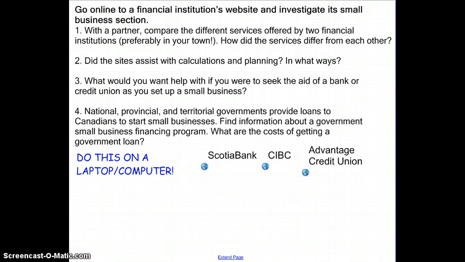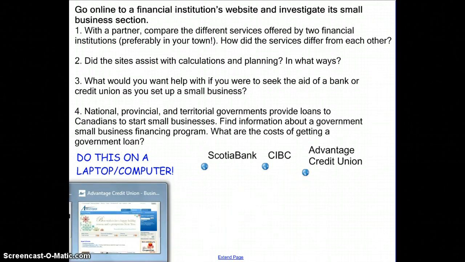For this next part, you're going to go online to a financial institution's website and investigate its small business section. So you can choose any bank or financial institution that you'd like. Here I've got Scotiabank, CIBC, and Advantage Credit Union just because those are some common ones in our area. Please try to choose one that you actually bank in. So let's look first to Advantage Credit Union.